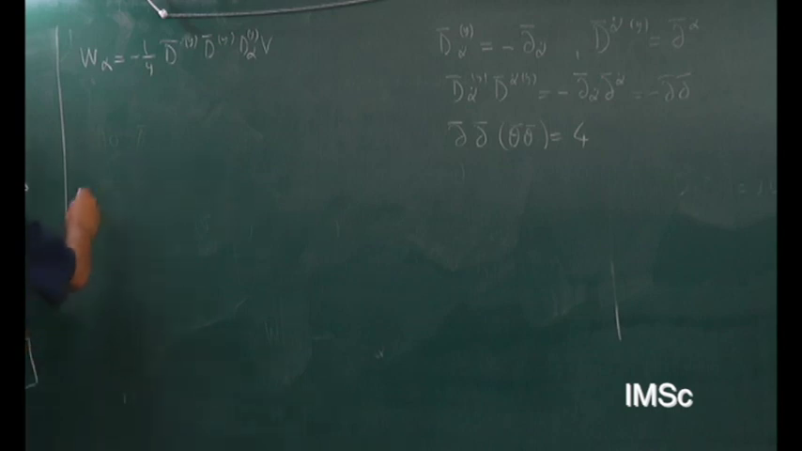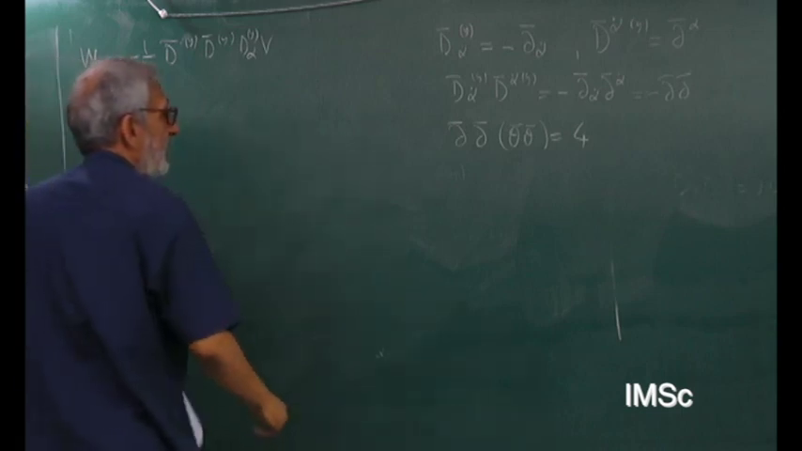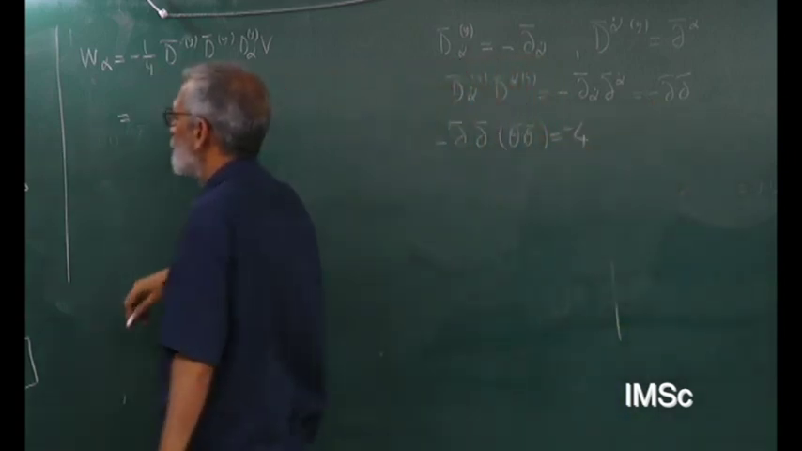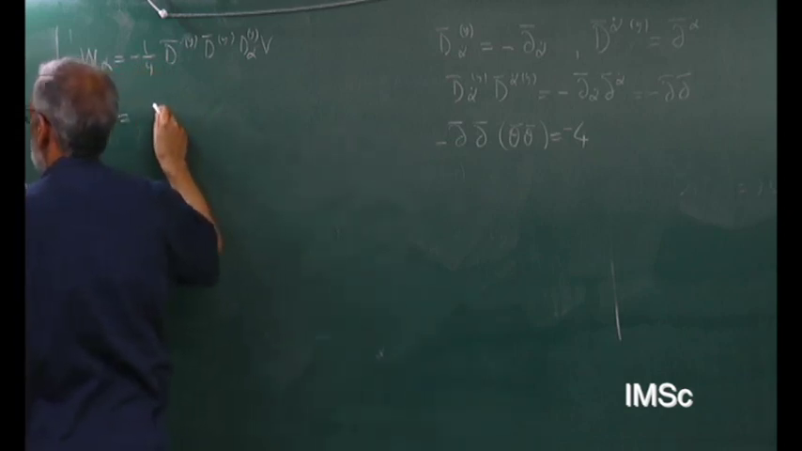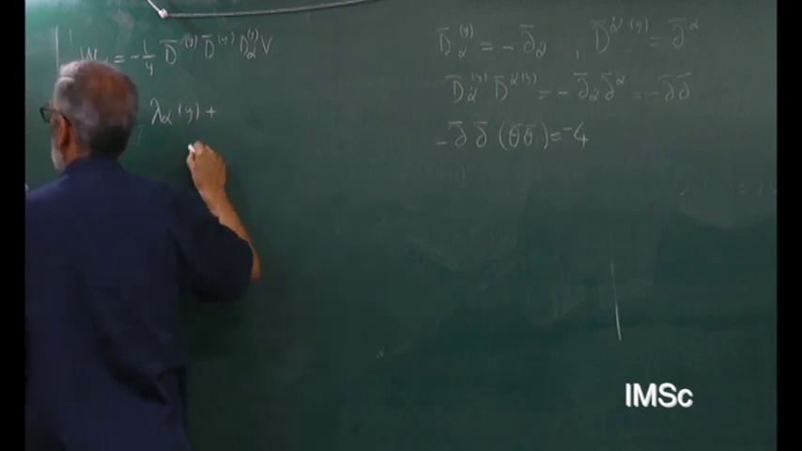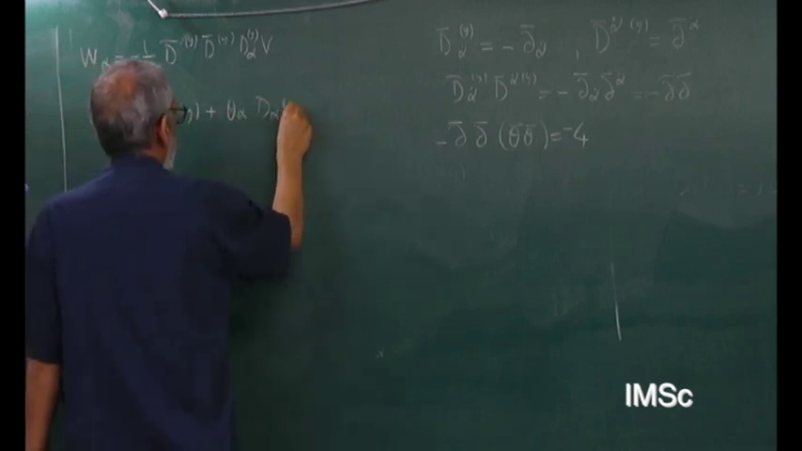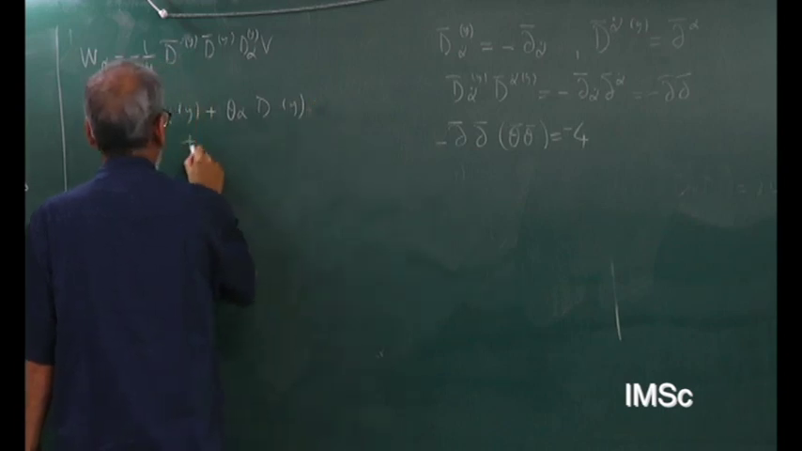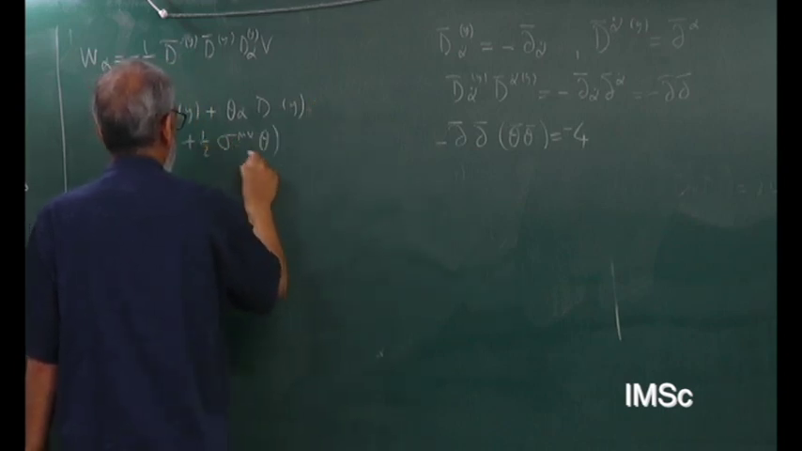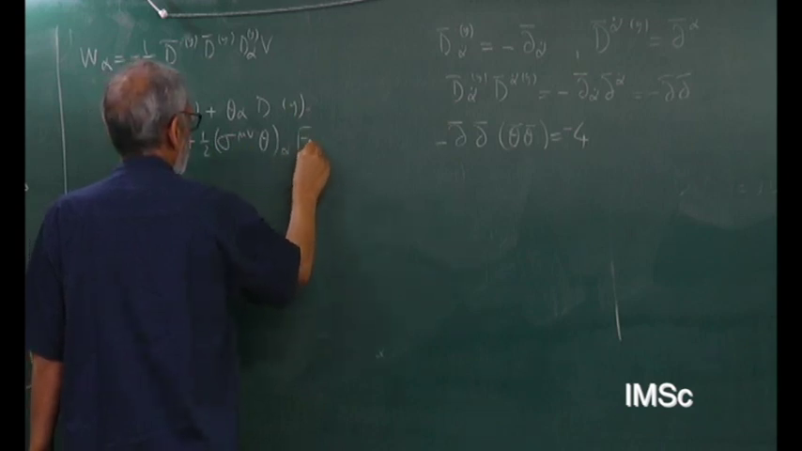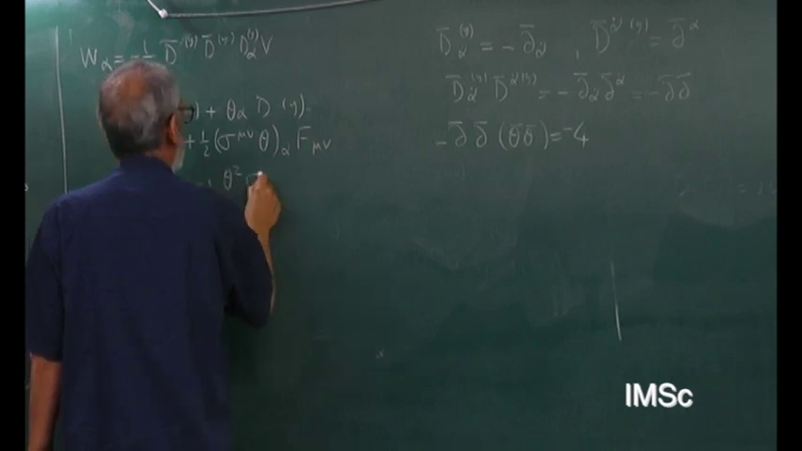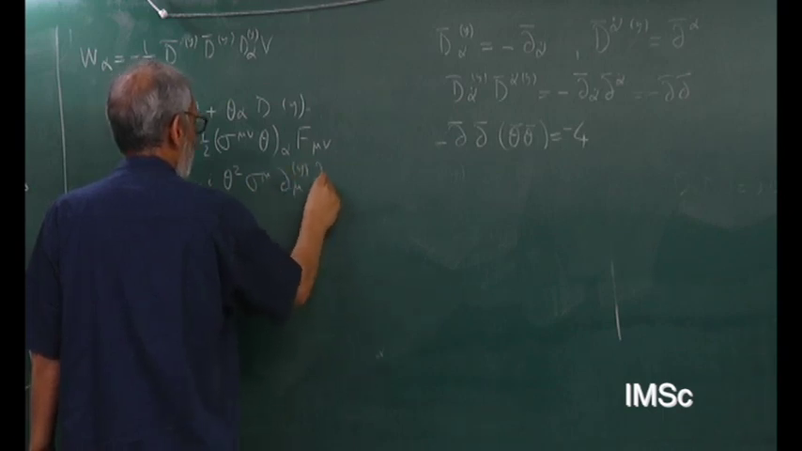So which means all I do is that theta bar square with this 4 goes away, and since there is a minus here, so I have minus 4, this minus also goes away, and I pick up what is in the 2 theta bar term here: lambda alpha y plus theta alpha d y, plus half sigma mu nu theta alpha f mu nu, plus minus i theta square sigma mu d mu lambda bar y.